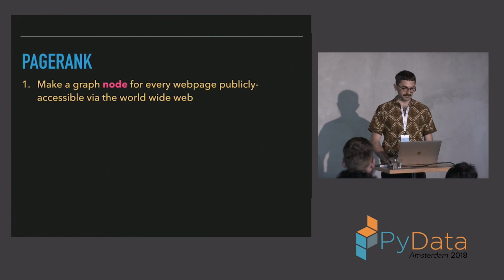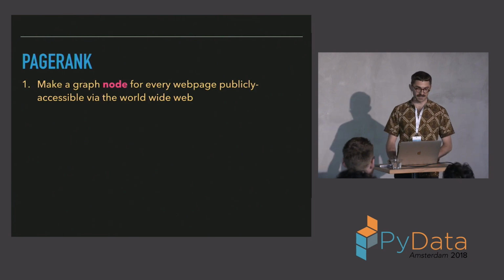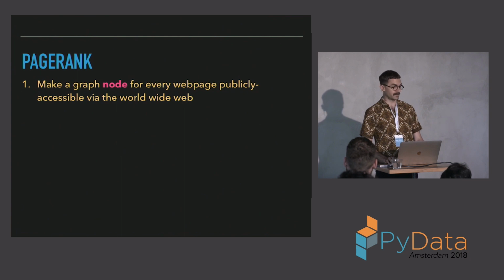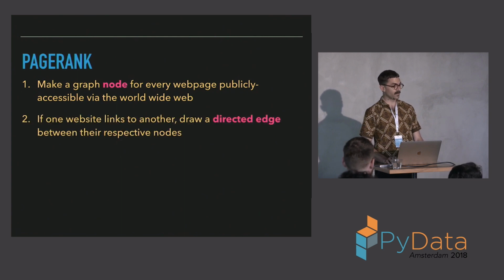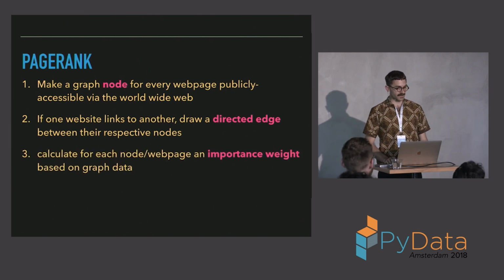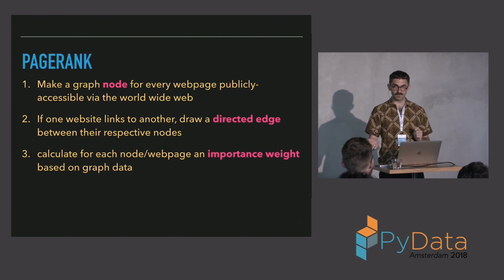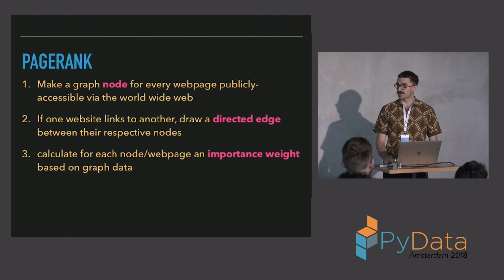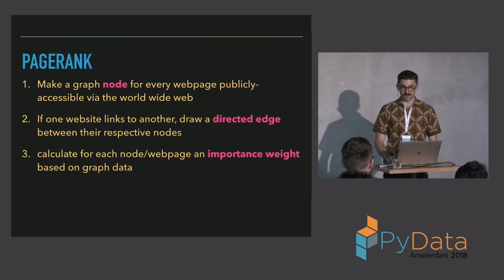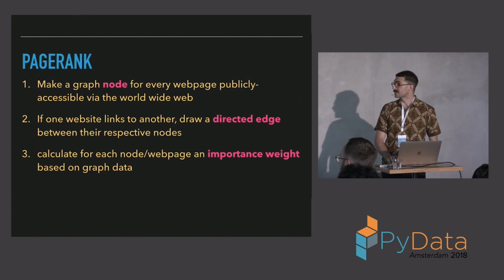So how does PageRank work? Well, first, you make a graph node for every web page publicly accessible via the World Wide Web. Second, if one website links to another, you draw a directed edge between their respective nodes. And third, for each node or web page, you calculate an importance weight based on the graph data. And so the question becomes, how do you calculate that importance weight?